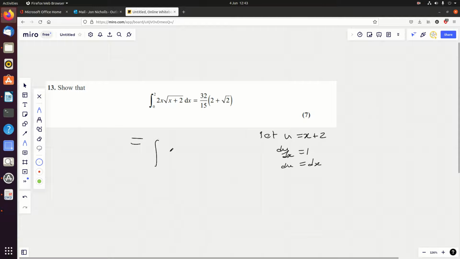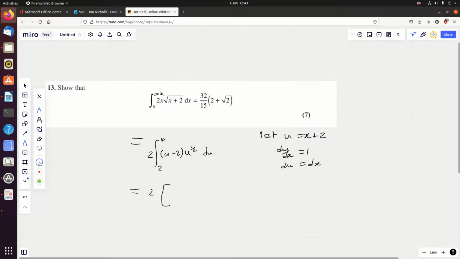So what am I going to have? Well, x is now going to be u minus 2. The 2 here, I'm going to throw it outside. Then I'm going to have u minus 2. This is going to become u to the half. And dx is swappable with du. Just remember to change the limits. That's the limit for x, and so this is going to be 4 and 2. This is the kind of question you know when you've done it right, because we know what the answer is.